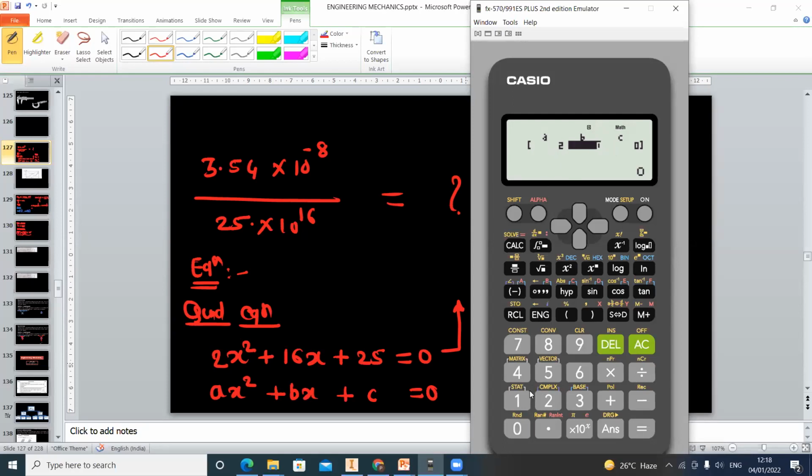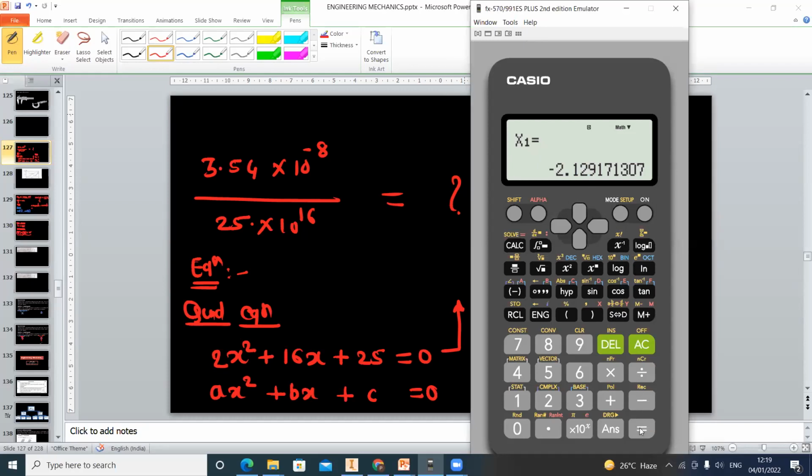Second is b, which is 16. So enter 16, then press equal to. And third is c, which is 25. So 25 and equal to. Then press equal to to solve this equation, and after that we will get the roots. First is minus 8 plus square root 14 upon 2. It is in fraction, so we need to convert this to decimal. So select S and D. The first answer, the x1 root, is minus 2.12.